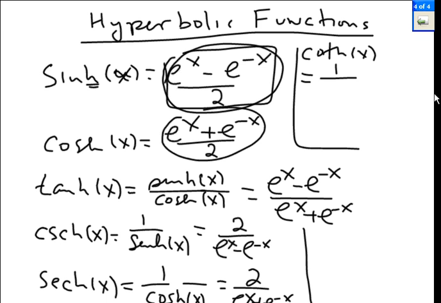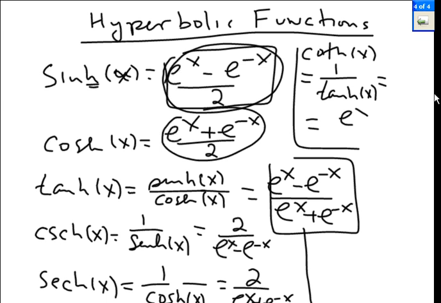And the last one we'll put up here, the hyperbolic cotangent of x. Well, this is the reciprocal of hyperbolic tangent of x. That is, it's the reciprocal of this. It's e to the x plus e to the minus x over e to the x minus e to the minus x.